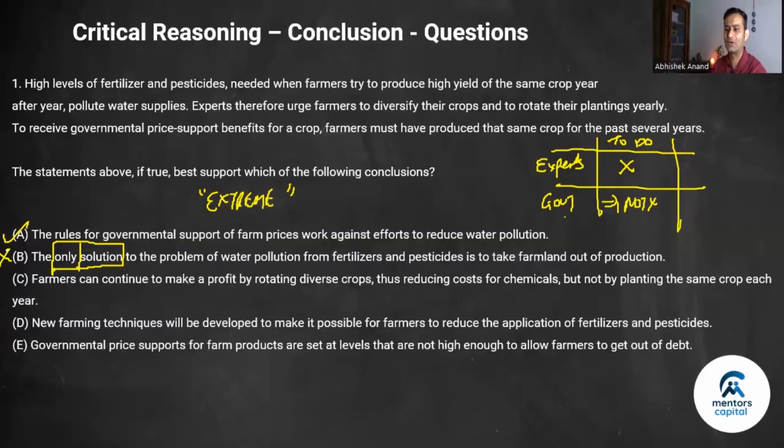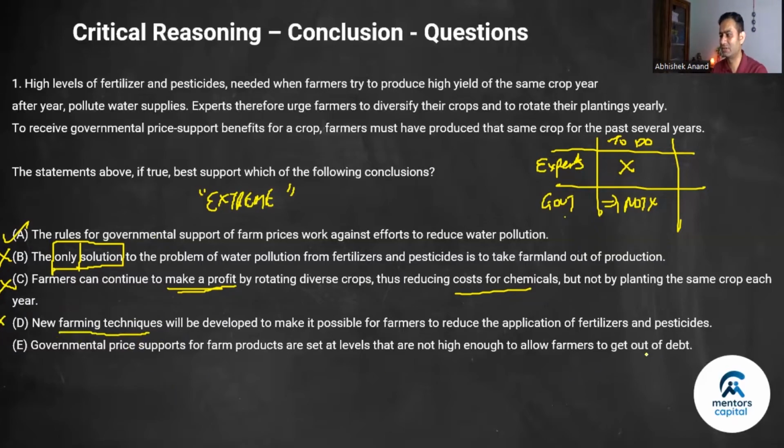Look at C. Why is C out? C is out because of the word profit, cost of chemicals, right? Not given. It is not given, right? Higher yield does not make higher profit. I might be producing more, but if I don't sell it, then I will not make profit. So this choice number C is out because of the use of the word, the claim profit. Okay. Why do you think D is out? New farming techniques, nothing is given, so that is out.